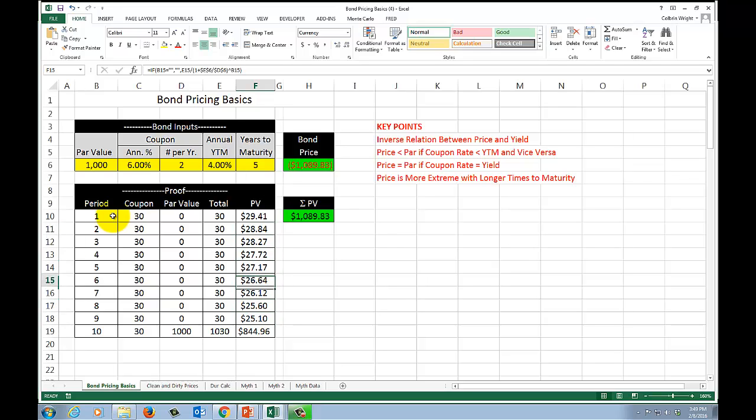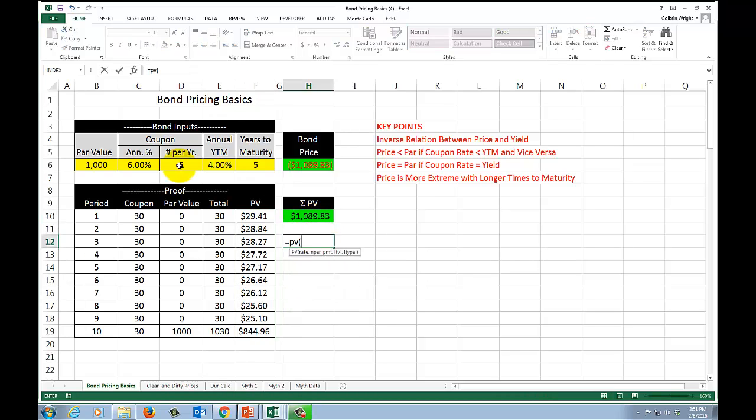You can see that this passes our sanity check. If the nominal cash flow is the same, the further out in time that we go, the present value should be getting smaller, which we see. Once I've done that for all of the cash flows, I simply add them up, and that gives me the price of the bond.